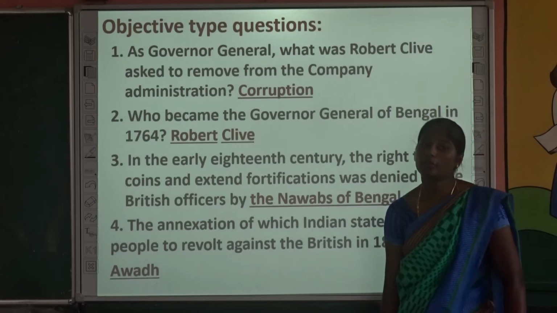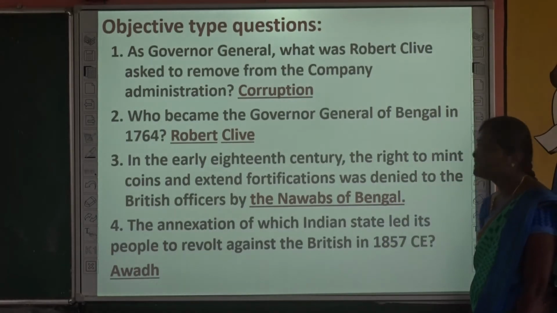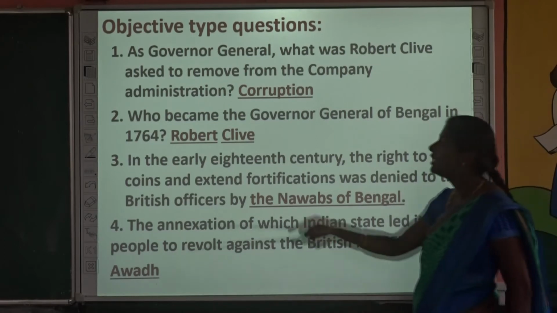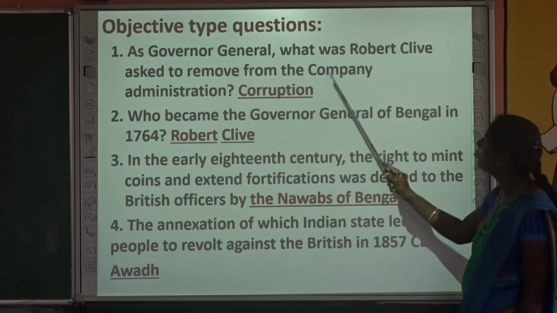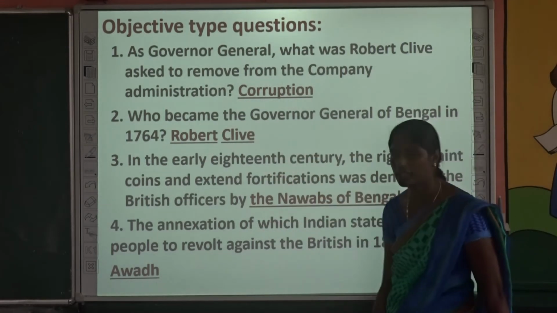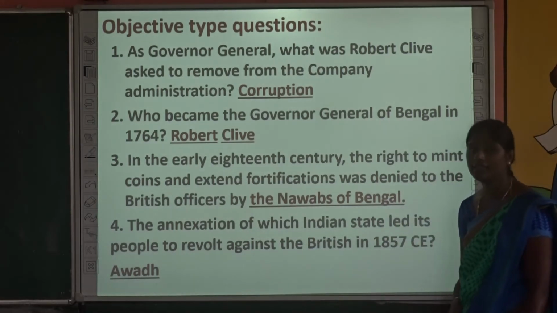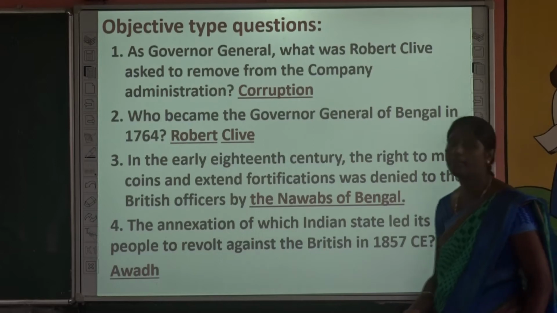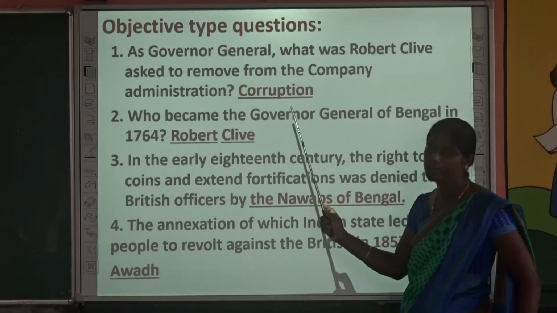Yes children, that's all about your second chapter. Now we are moving to the revision part of your second chapter, the question and answers. Objective type questions. First one, as Governor General, what was Robert Clive asked to remove from the company's administration? So even then there was corruption in English territory, the British rule. So Robert Clive wanted to remove corruption.